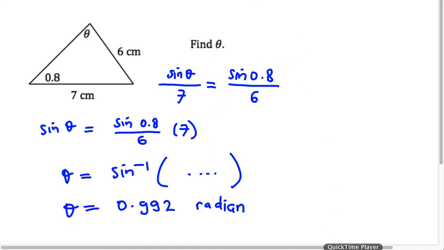So it's actually quite simple, and it's not so complicated. It just works exactly the same as what you have done before.